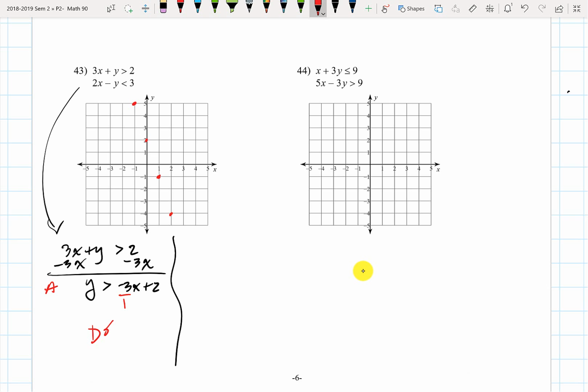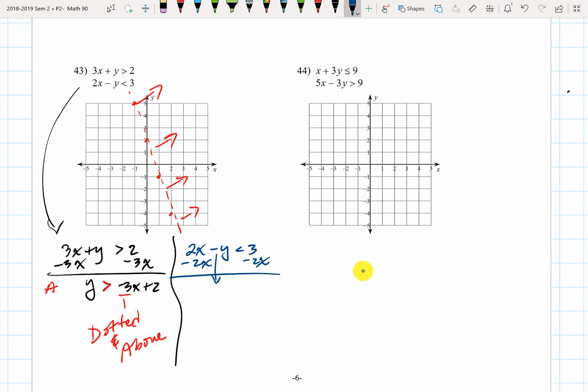It's going to be dotted and above. That's the greater than symbol. Okay, so dotted and above. Okay, so go above. And then on this one here, the second one, 2x minus y is less than 3. Subtract 2x. And you get negative y is less than negative 2x plus 3. Divide both sides by negative 1, and switch the inequality to greater than. So y greater than 2x minus 3.